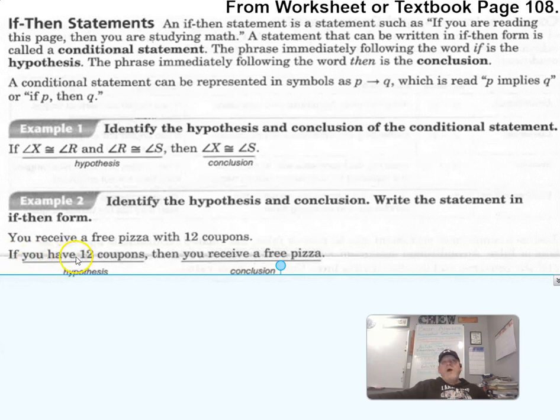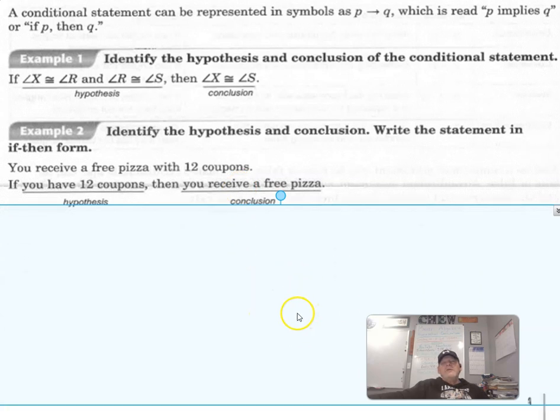If you have or receive 12 coupons, then you will be able to get a free pizza. The hypothesis: you have 12 coupons. The conclusion: you receive a free pizza.